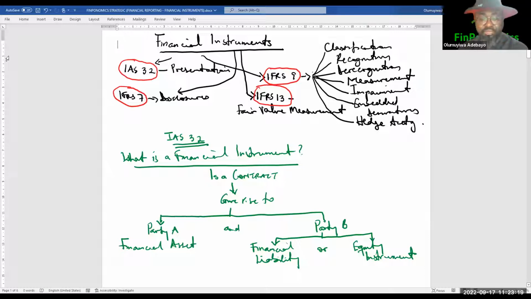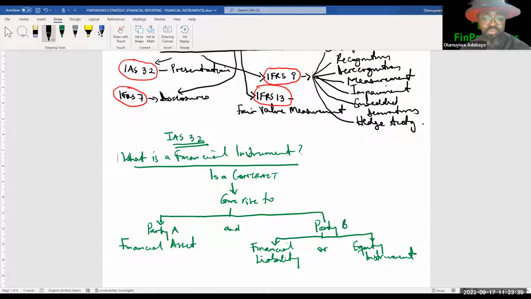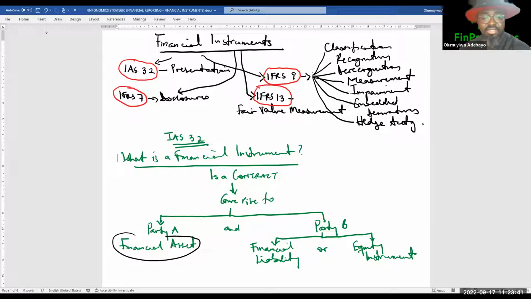Now, in the bid to understanding financial instruments, we are also creating some other layers, which we can start to look at as something complex, which means financial instruments invariably entails a financial asset on one side, and on the other side, a financial liability or an equity instrument.